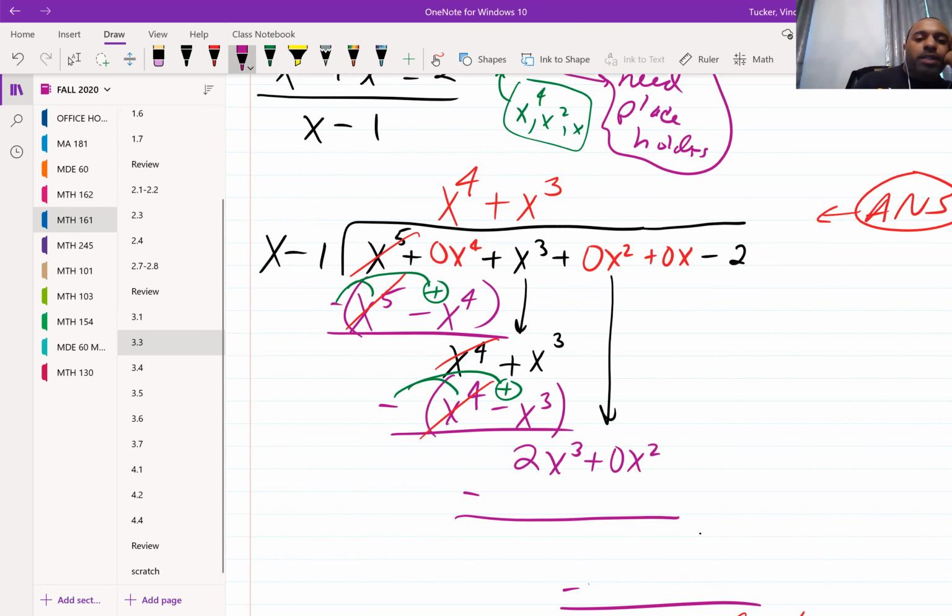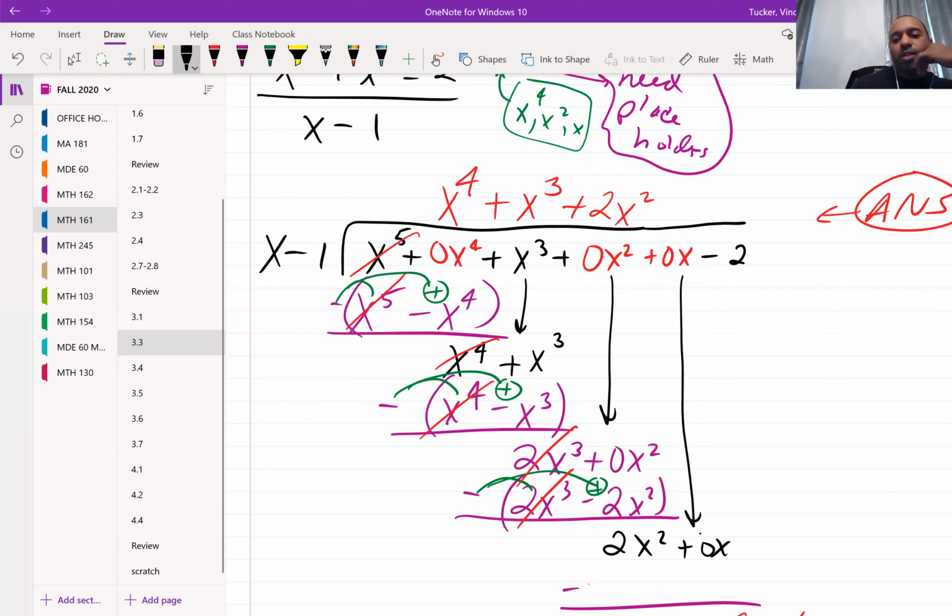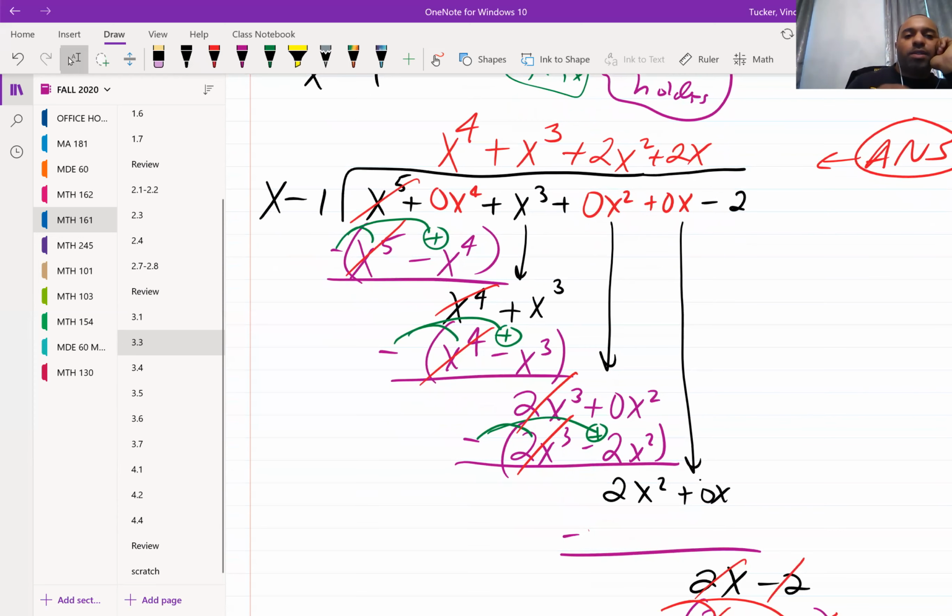All right. So what times x will give me 2x cubed? That will be 2x squared. Multiply that to both terms on the outside. 2x cubed minus 2x squared. Distribute that negative. That'll be a plus right here. 2x cubed cancel. So that'll be a positive 2x squared plus 0x. So you see how the placeholders allow us to easily continue to step through our process, step by step. Then you say what times x will give me 2x squared, and that will be 2x. 2x times x is 2x squared, 2x times -1 is negative 2x.